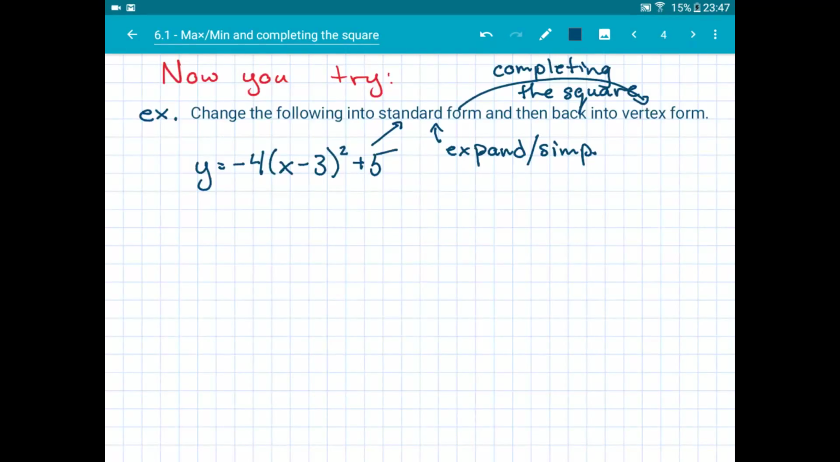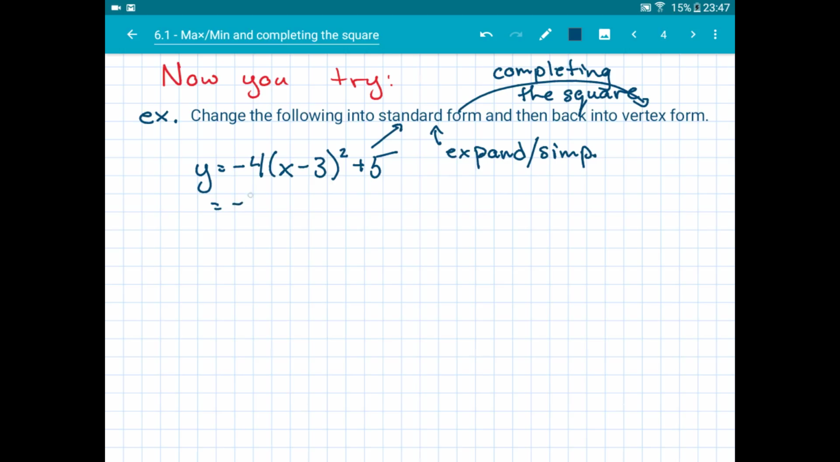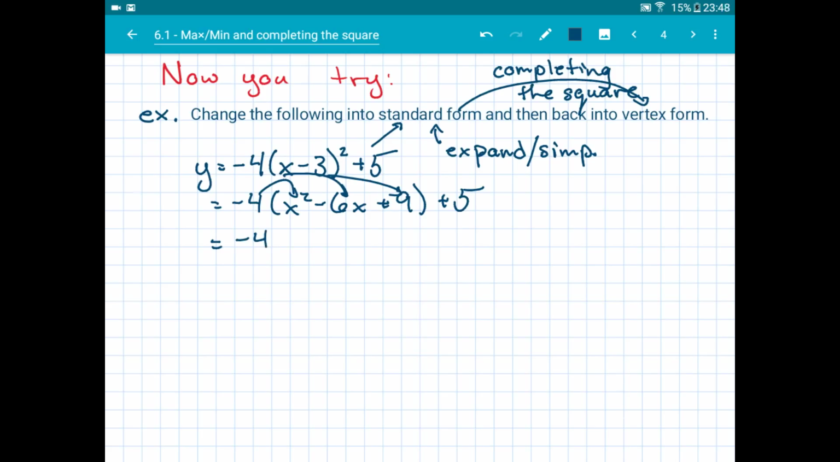So in order to do this, the first thing you want to do is expand and simplify. And since we've already done this before, I'm going to do this really fast. So minus 4, I'm going to use the shortcut, x squared minus 6x plus 9 plus 5. Bring the minus 4 into the bracket. You're going to get minus 4 x squared plus 24 x minus 36 plus 5. Okay, so altogether minus 4x squared plus 24x minus 31.